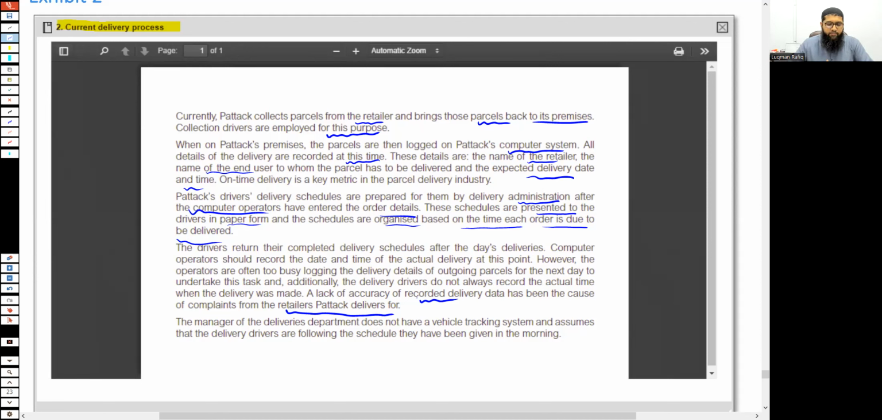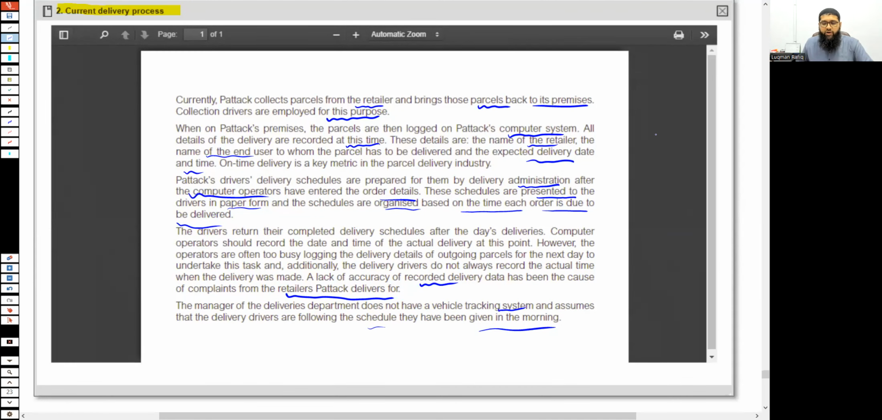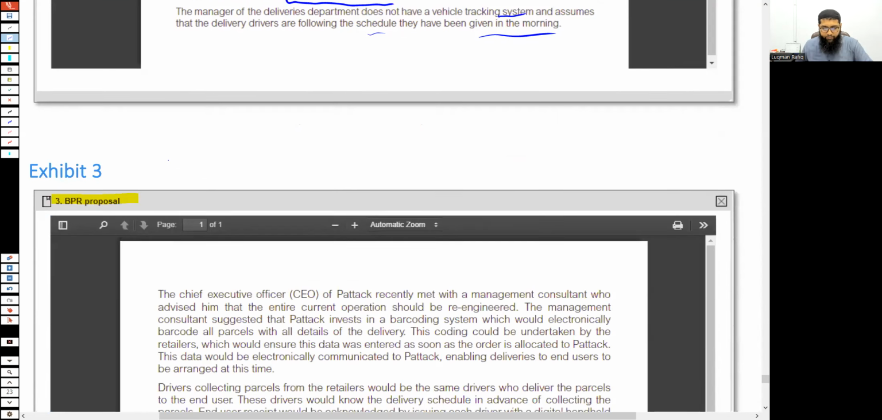Now, it says the manager of the deliveries department does not have a vehicle tracking system. So where is your delivery vehicle going? You don't know, and assume that the delivery drivers are following the schedule they've been given in the morning. So you have got no track record of what is going on. Where is the driver going? Is he on time? Is he following the schedule? You don't have any record.